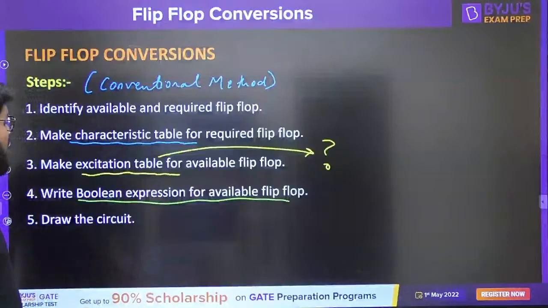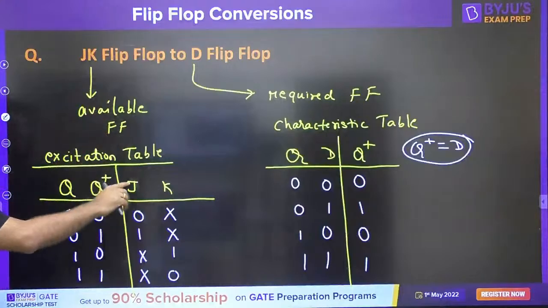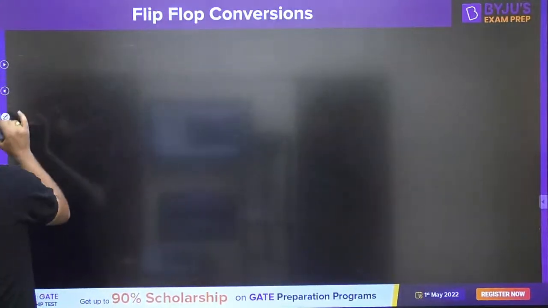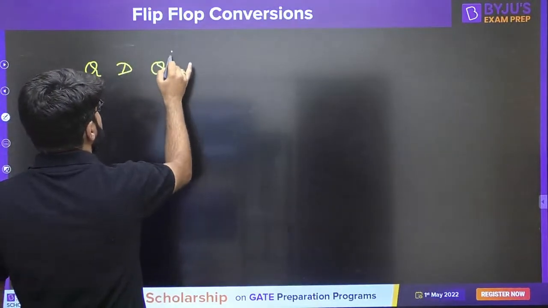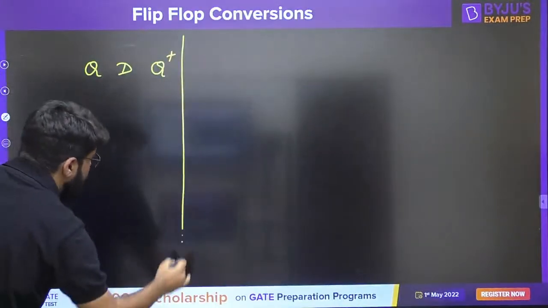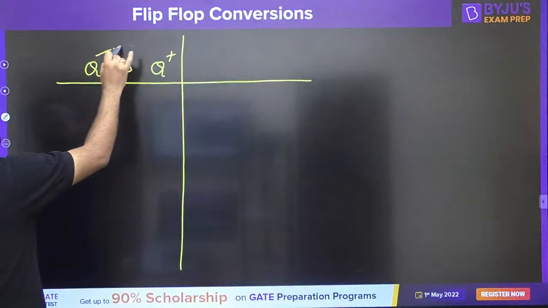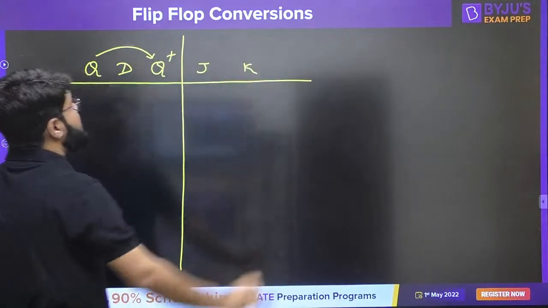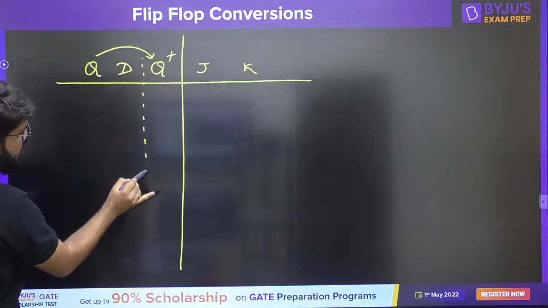Okay. Now write down the Boolean expression for the available flip-flop. What is the available flip-flop? JK flip-flop. So now we have to actually mix both, right? See, I have Q, D, Q plus, that is known as the characteristic table of the D flip-flop, and based on the Q plus transition, I have to write down the excitation table for the JK flip-flop, right?